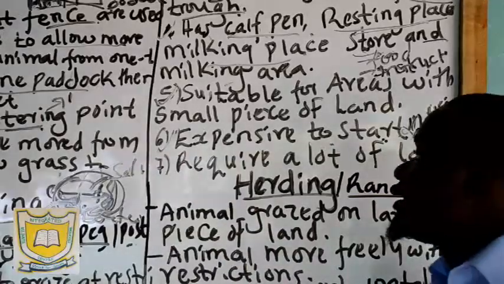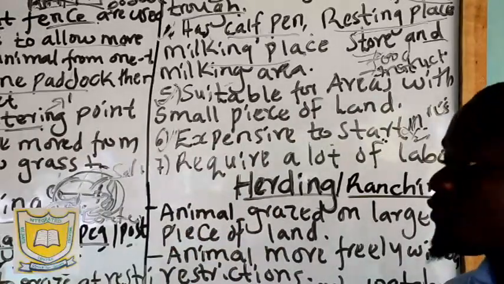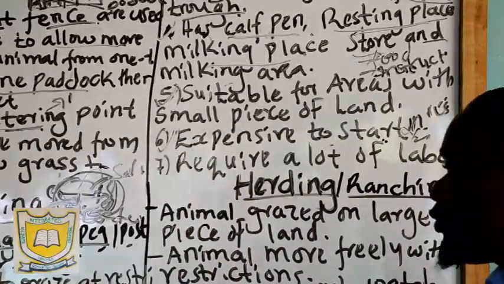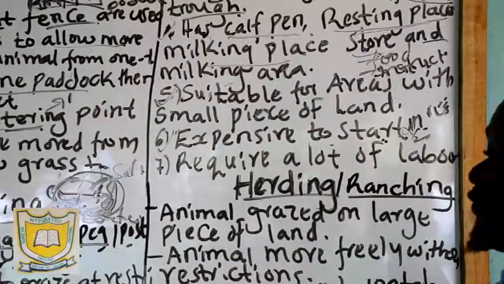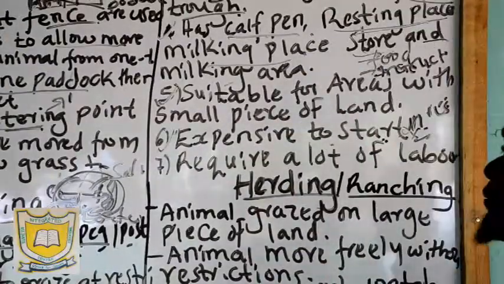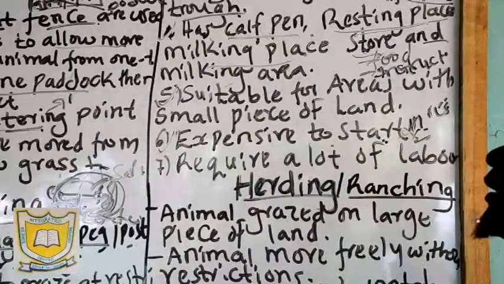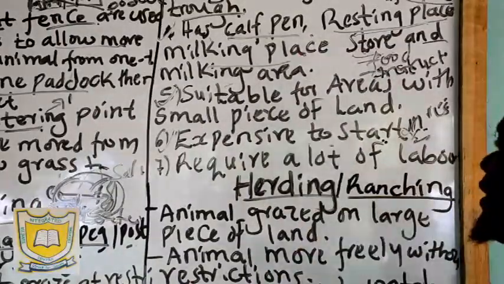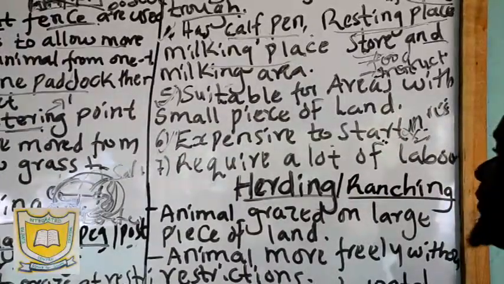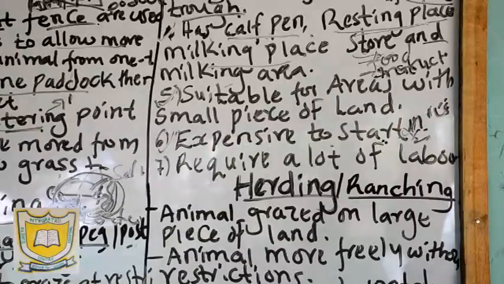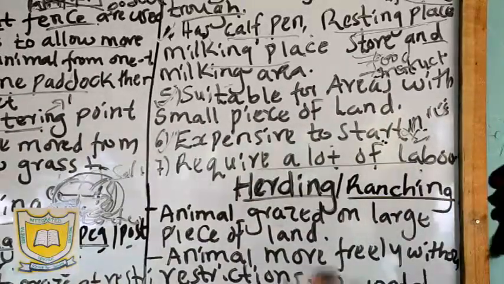Also, it is expensive because of how you maintain it. You have to keep on renewing things. For example, if the feeding trough breaks, you have to buy another one. If the watering trough breaks, you have to buy another one. So that's why we say it is expensive both in maintenance and in starting it.